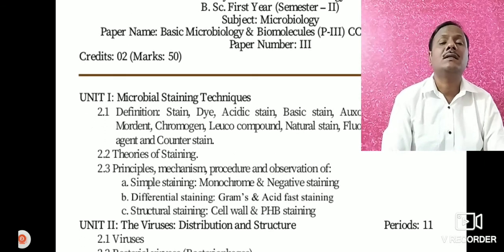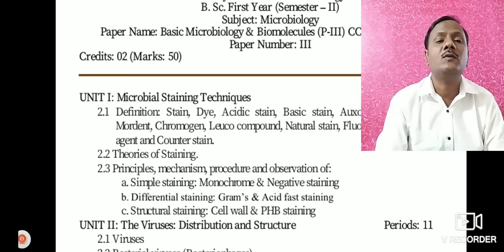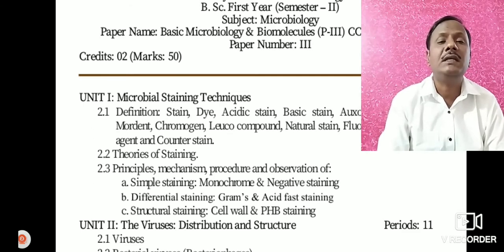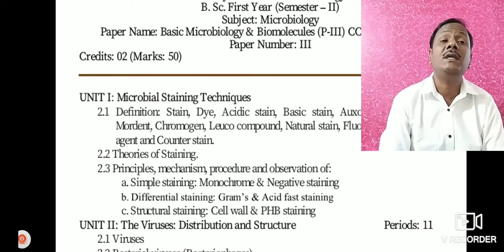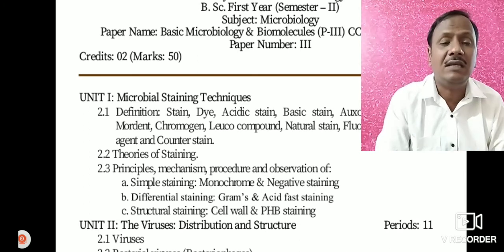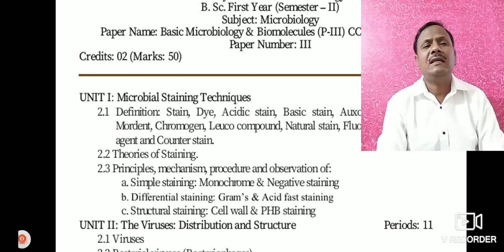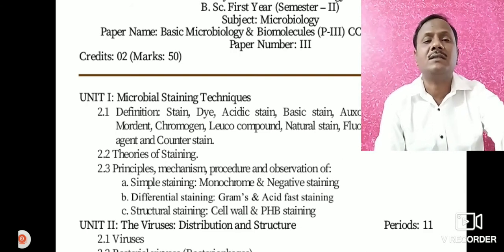Apart from that, we'll see the principles, mechanisms, procedures, and observation of simple staining, monochrome staining, and negative staining. Then differential staining, which we can also call gram staining and acid fast staining, and structural staining. Under that, cell wall and PHB staining. PHB means poly-beta-hydroxybutyrate staining methods. We'll see the details about each and every point in the next lectures.